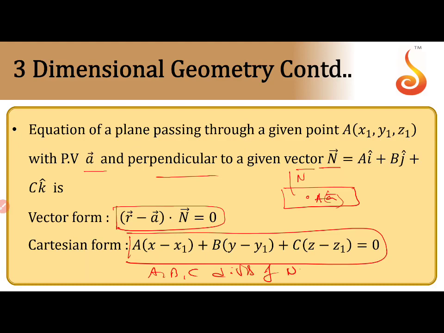Direction ratios of the normal to the plane. Clear that one? A into x minus x1, plus b into y minus y1, plus c into z minus z1. Here x1, y1, z1 is a point on the plane only.